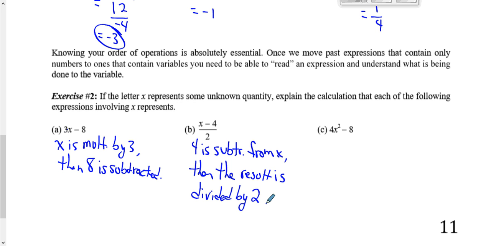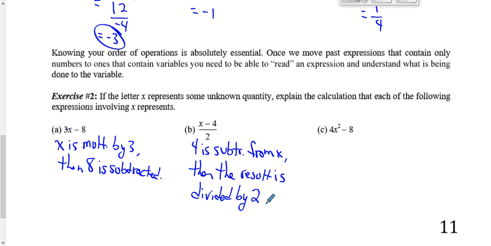How about in C? What's happening first, second, third, fourth to X? What are we doing to it? Well, not 4X, just the X. What's getting done to the X first? Think of order of operations. PEMDAS. What's happening first to the X? Okay, PEMDAS. It's being multiplied by 4.